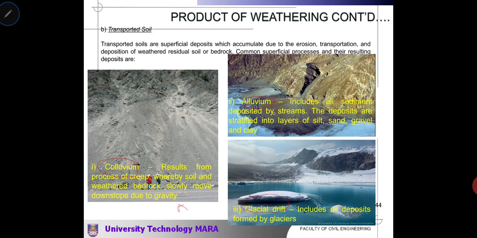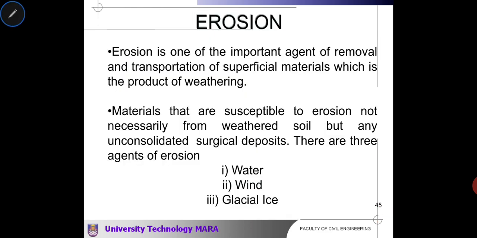Alluvium includes all sediment deposited by streams. The deposits are stratified into layers of silt, sand, gravel, and clay. This is more at the location of the riverside. You can see a lot of alluvium. Glacial drift includes all deposits formed by glaciers. So of course, we cannot see this example in Malaysia because we are not in the temperate climate region.